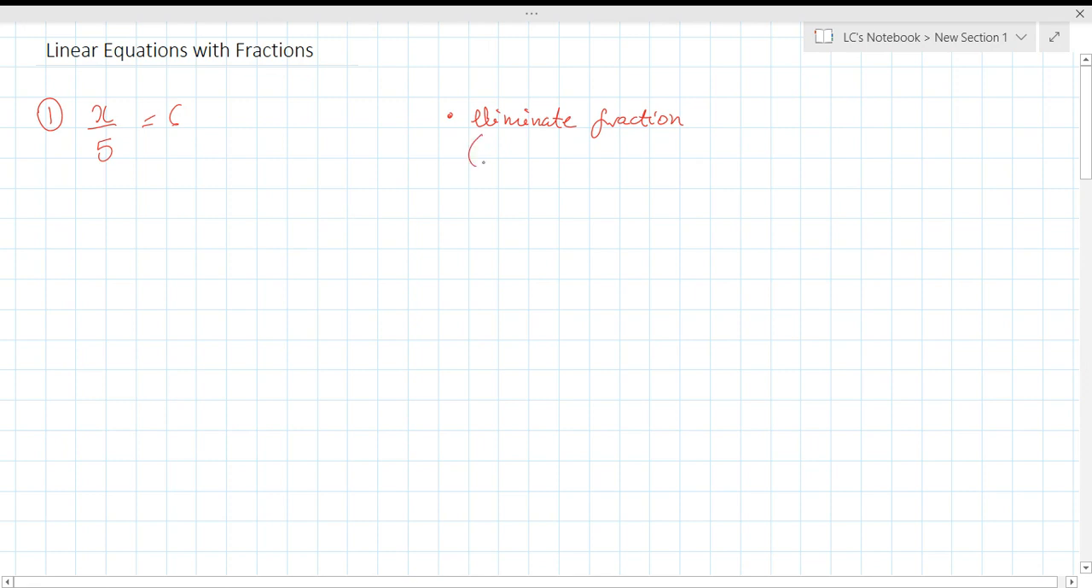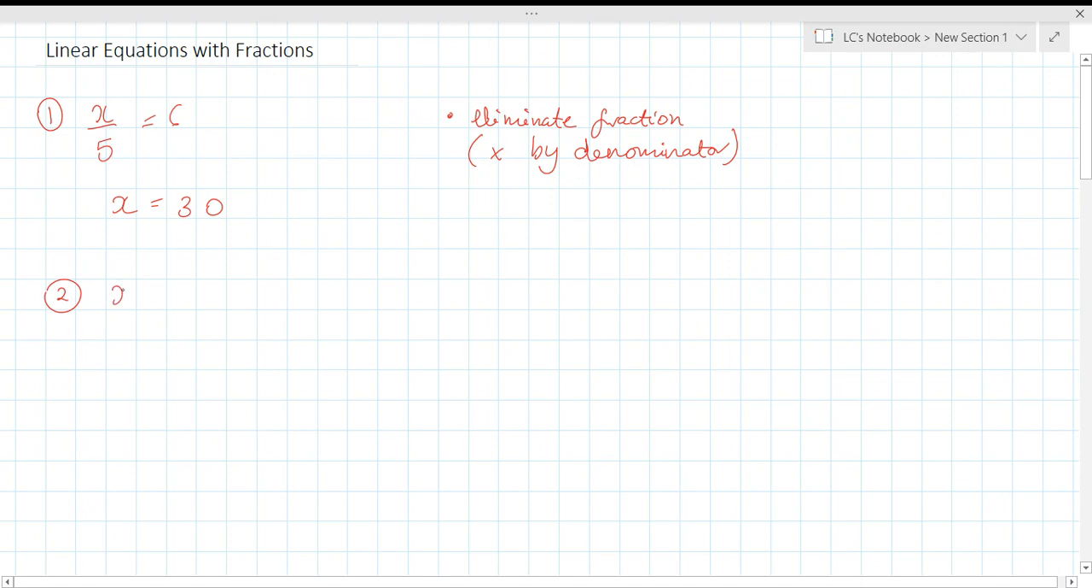How do we eliminate the fraction? We multiply by the number on the denominator. So, the number in the denominator is 5. 6 times 5 is 30, therefore we have x is equal to 30.